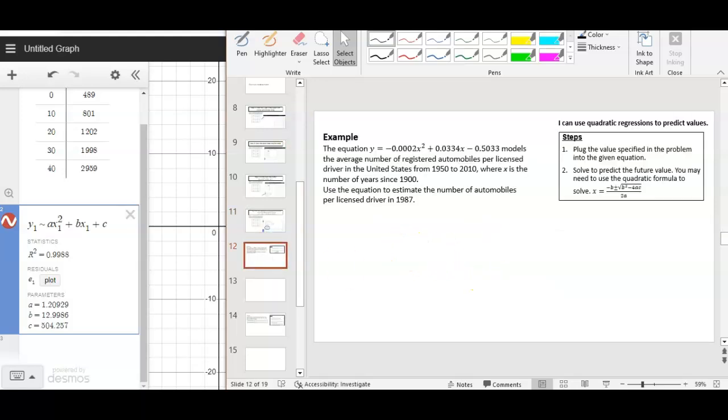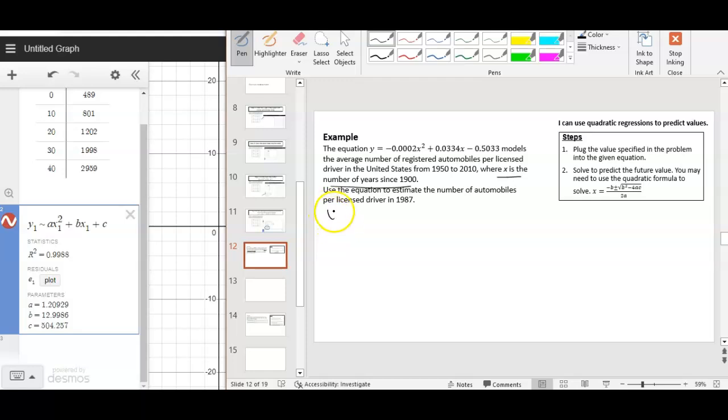So let's try this example. It says the equation y equals negative 0.0002x squared plus 0.0334x minus 0.5033 models the average number of automobiles per licensed driver from 1950 to 2010, where x is the number of years since 1900. Use the equation to estimate the number of automobiles per licensed driver in 1987.